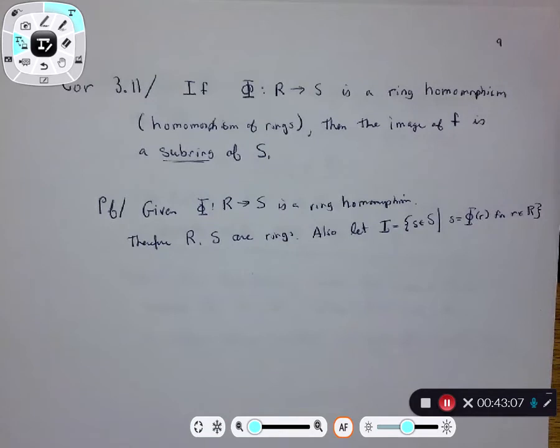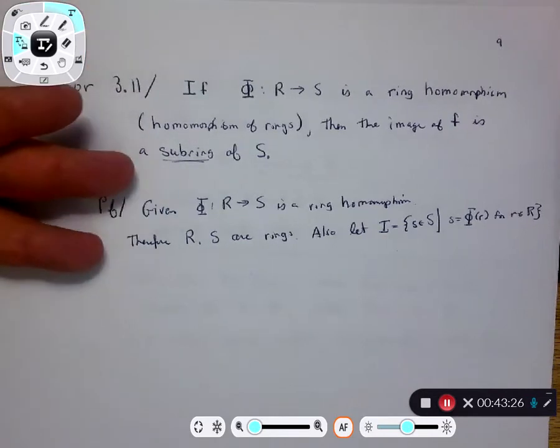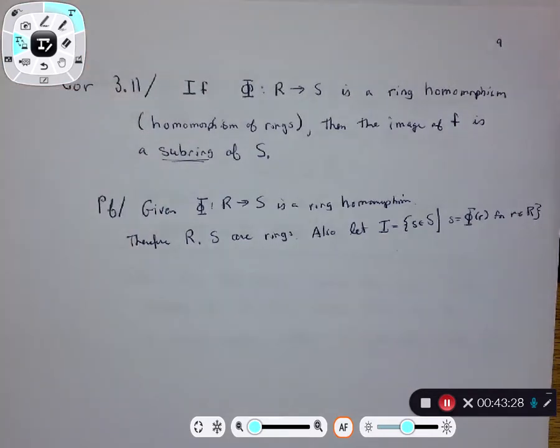How do you prove a subring? Quote your favorite theorem, Theorem 3.6. You have to show me three things. One, it's non-empty. Number two, it's closed under subtraction. And number three, it's closed under multiplication. So there are three things you actually have to show to prove that you have a subring. Theorem 3.6. So the first thing I want to show is non-empty.